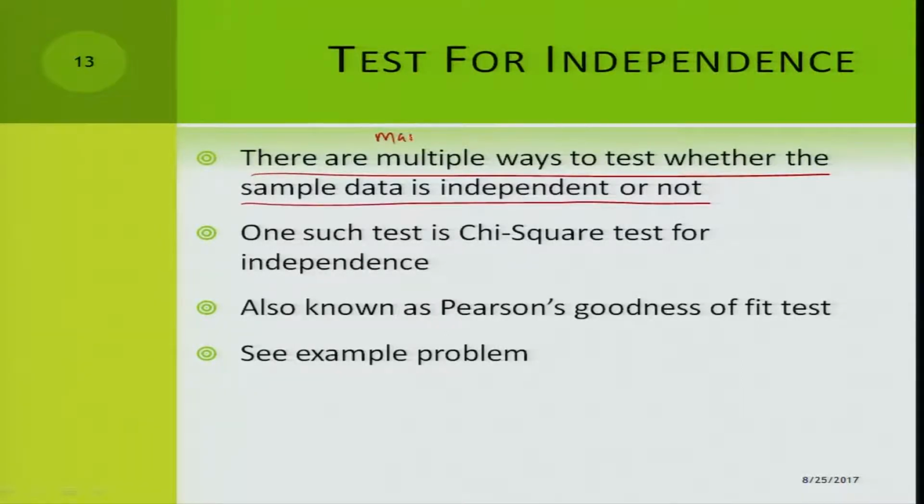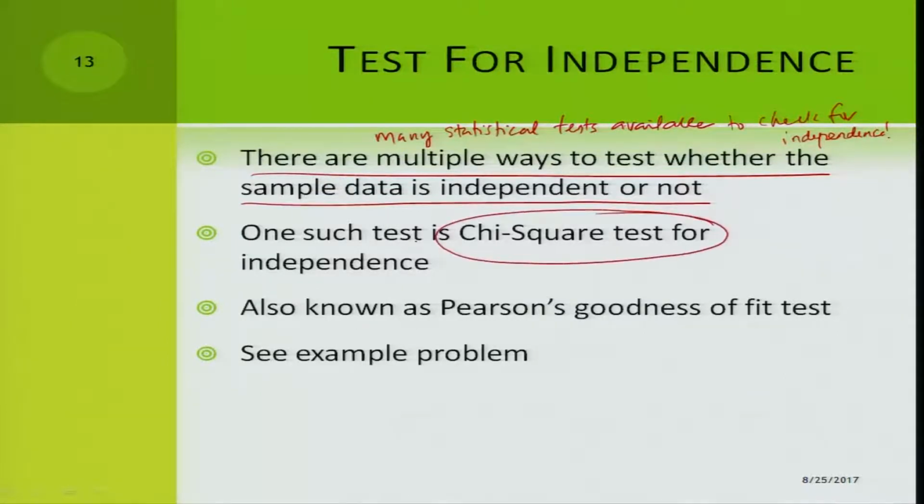There are many statistical tests available to check for independence. All right. So, you check for the independence of the data using many statistical tests. One example test that we are going to cover is called the chi-square test for independence, or we also call it Pearson's goodness of fit test.